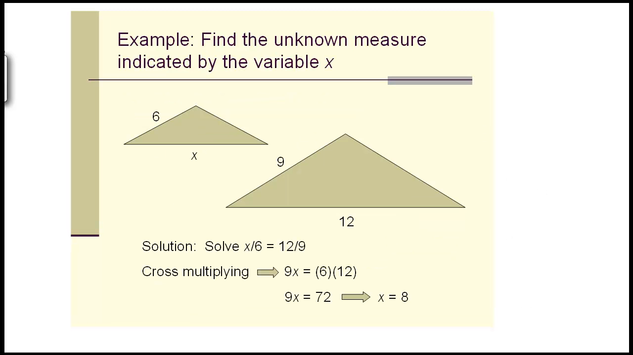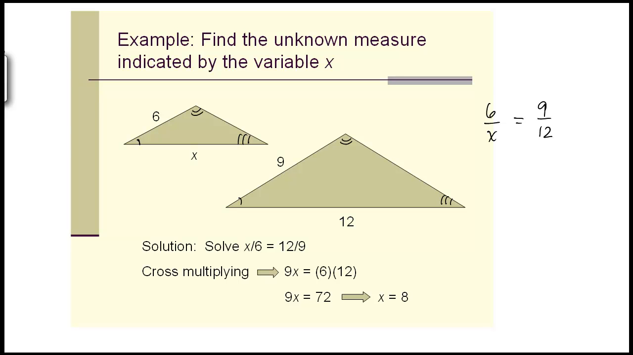For example, find the unknown measure indicated by the variable x. We have a smaller triangle with sides 6 and x, and the bigger triangle with sides 9 and 12. If these two triangles are similar, that means the angles will be the same. So I can take the ratio within the same triangle and set it equal to the ratio of the other triangle. So I could say 6 over x is equal to 9 over 12.